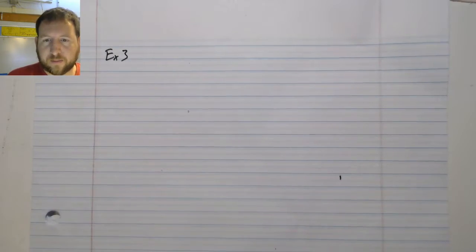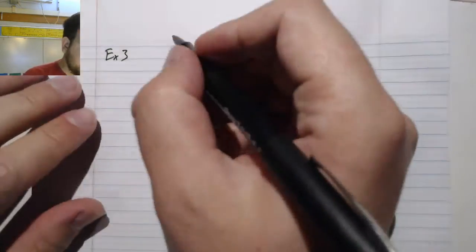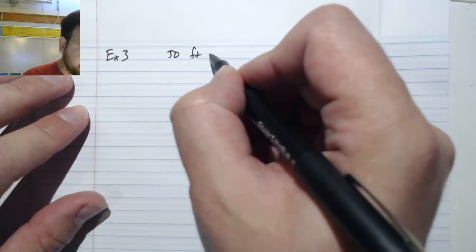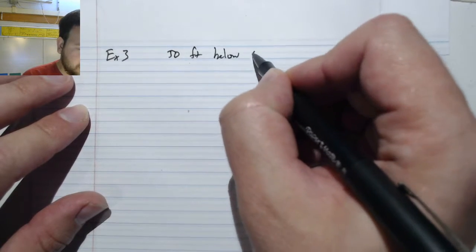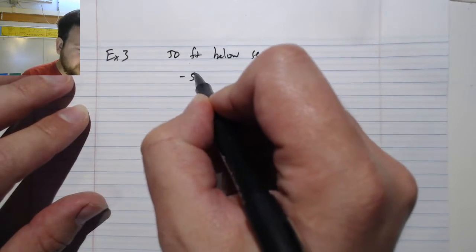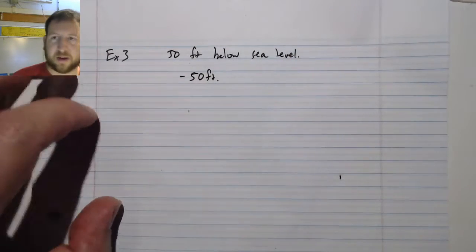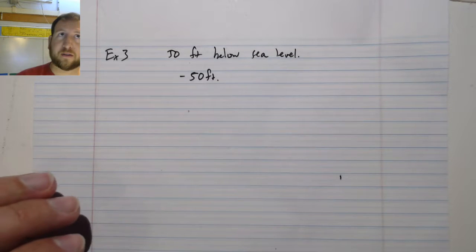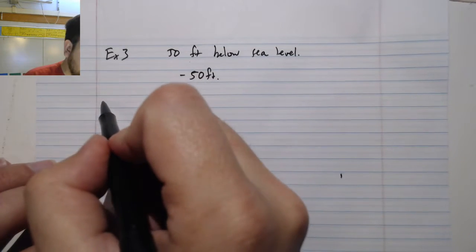Example 3. If I was going to write this as a sea level, as an integer, I could write it 50 feet below sea level. And I'm going to write that as minus 50 feet. Because compared to 0, it's going to be down and it's going to be negative.